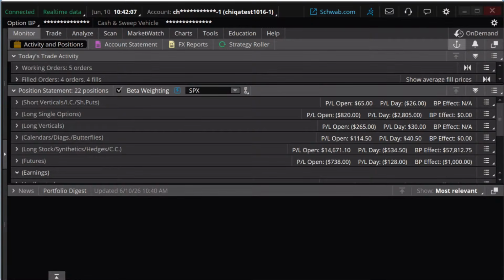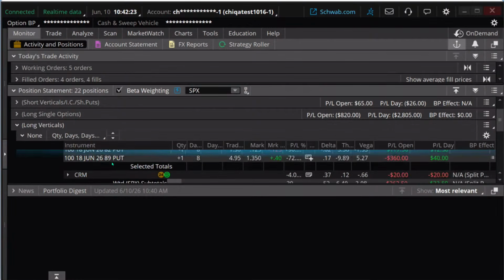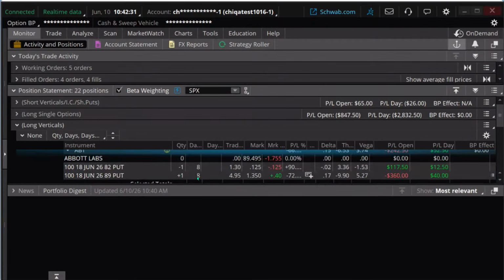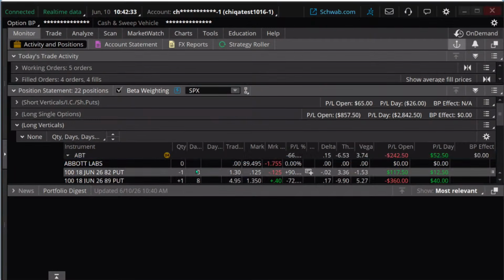Let me just go and check chats. Thank you, Connie, for all your help on that. And I do need to wrap up here in just a sec, but let's do a long vertical. Long vertical, Abbott Labs. Same rule. We got a lot that are expiring in about a week, so we're going to look to get out of this. Are we making money or losing money on this one?